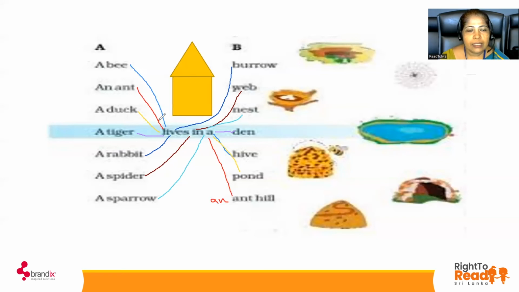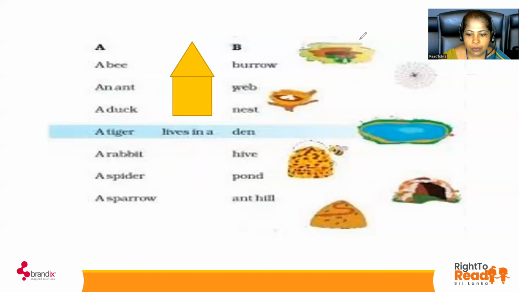A bee, say it with me, a bee lives in a beehive. An ant lives in an ant hill. A duck lives in a pond. A tiger lives in a den. A rabbit lives in a burrow. A spider lives in a web. A sparrow lives in a nest. Good. So we are going to the next activity.